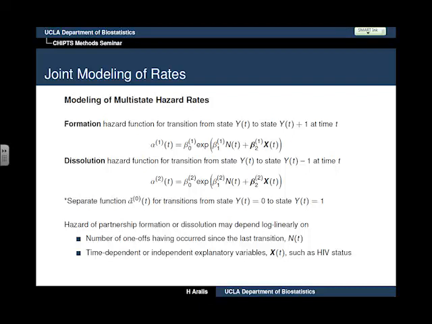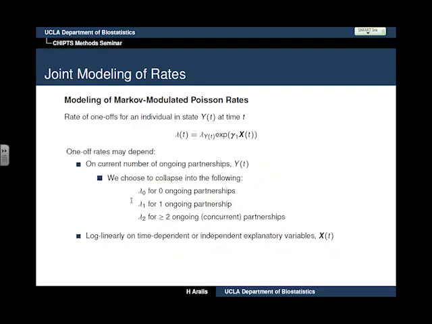So your model, does it include a model of the hazard of a one-off? Those are modeled simply as, we'll get onto it on the next slide, a Poisson process. And so there's a rate of one-offs that's specific to the state that you're in. Those are dependent just on the state. Because it's a Poisson process, it's a constant rate within a given state. So there are other assumptions you can consider too.